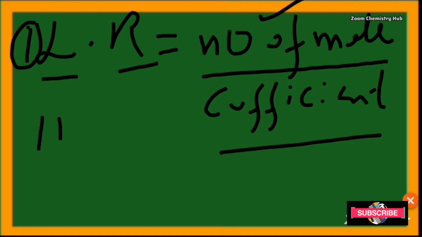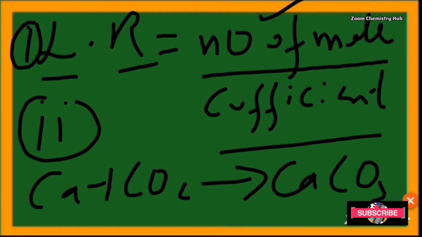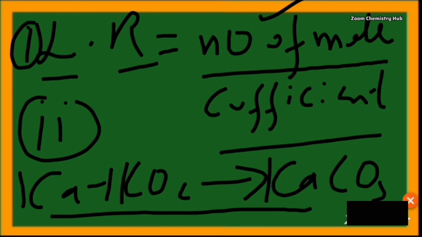Second, we need a balanced chemical equation. For example, if we have a reaction in which calcium reacts with carbon dioxide to form calcium carbonate, we have to balance the chemical equation first before calculating the limiting reactant.